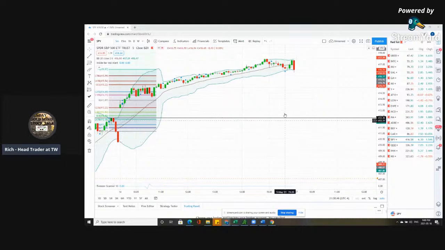And right now what we're going to do is we're going to go through a lot of things. We're going to look at chart requests. We're going to look at futures. We're going to talk about options. We're going to do everything.